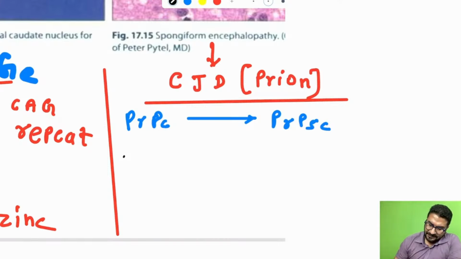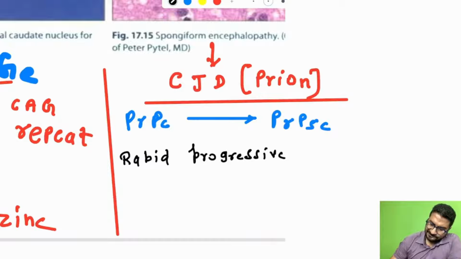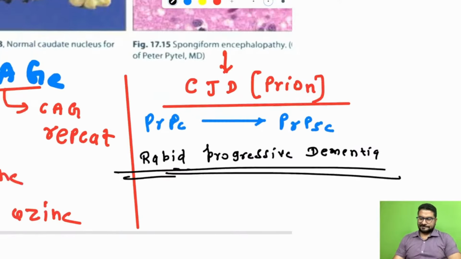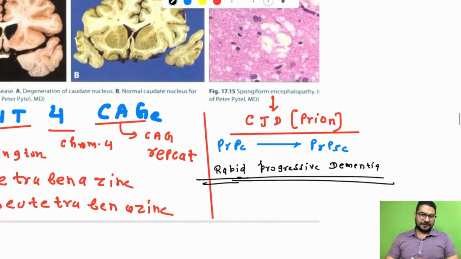So they ask you most, or I can say, rapid progressive dementia. Rapid progressive dementia you will see where? In Creutzfeldt-Jakob disease. In Creutzfeldt-Jakob disease you will see most rapid progressive dementia.